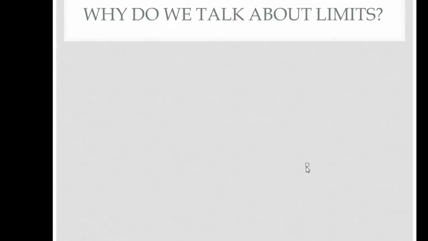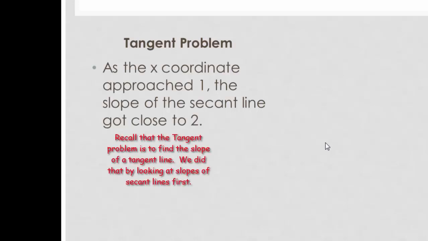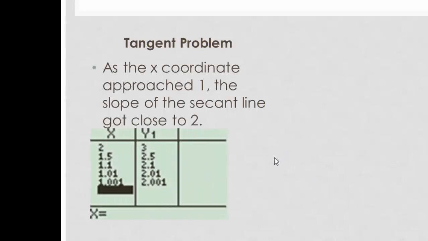Why do we care? Well, when you looked at the tangent problem and the velocity problem, believe it or not, they came up. It may not have been called a limit at the time, but it is what we were discussing. If you remember from the tangent problem, as the x-coordinate approached 1, the slope of the secant lines that we were looking at got very close to 2. We ended up looking at the slope of the secant lines to guess that the slope of the tangent line was going to be 2.